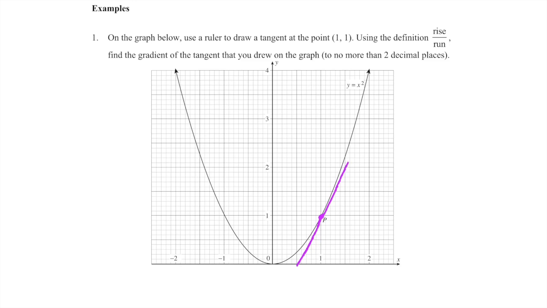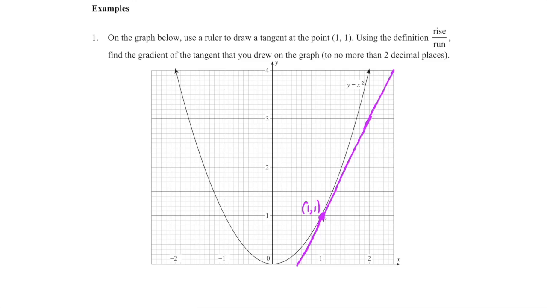There's my tangent, I think. Extend it up a bit. I think that's my tangent. Touches the curve at the point 1, 1. Now, I'm going to use rise over run to find the gradient of my tangent to no more than 2 decimal places. Now, yours could be a little bit different to mine. Our tangent that we're drawing in is a guess. I think that's where it is.